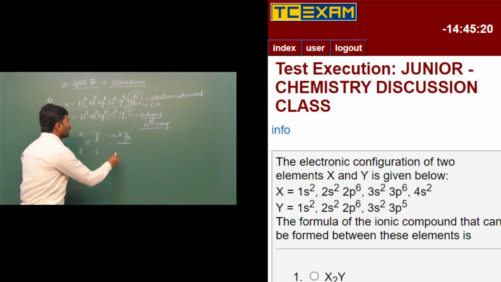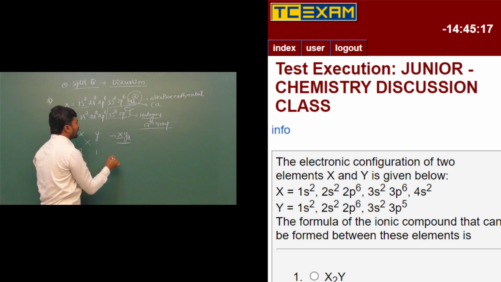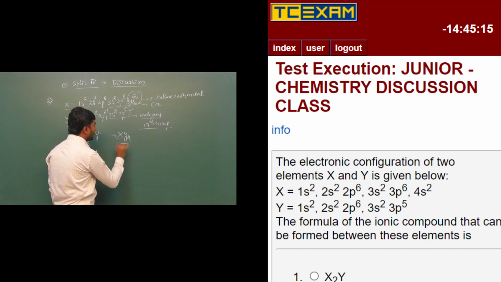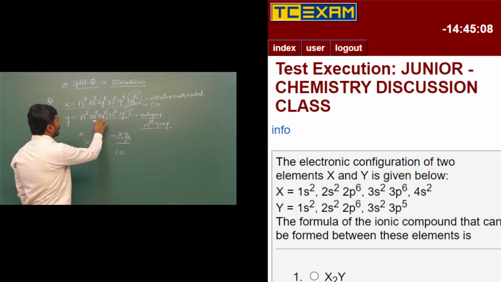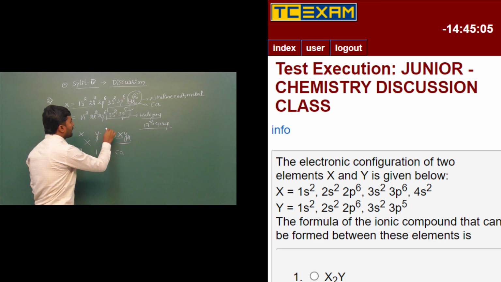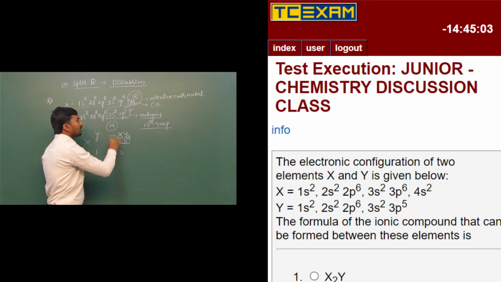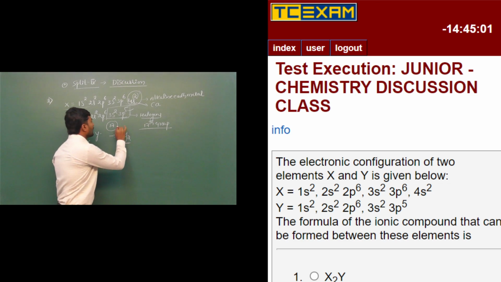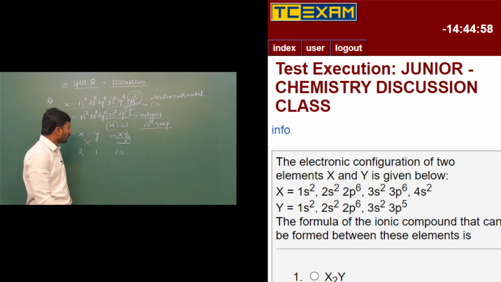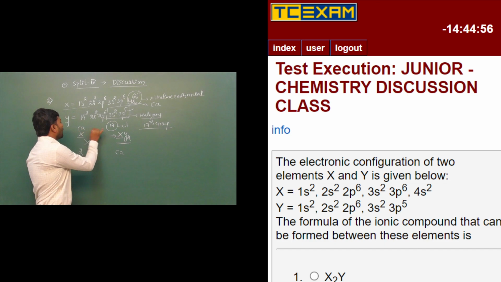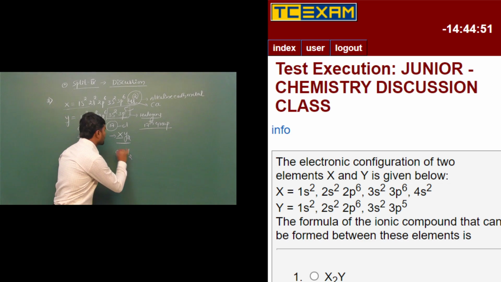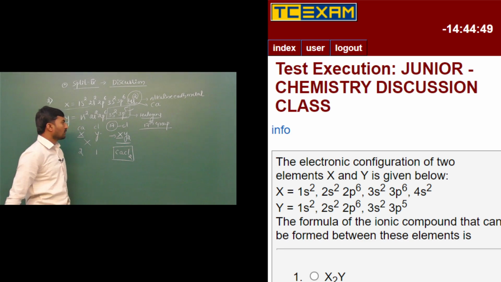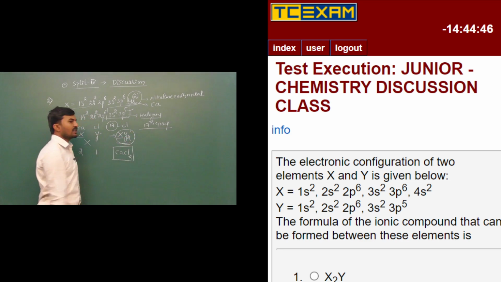Here we know that the element X is calcium, followed by the element which has this configuration. That means how many electrons is it having? 2, 10 plus 7, 17. The element with atomic number 17 is chlorine. So the element X is calcium while the element Y is Cl. So the formula of the compound is CaCl2, but they have asked the question only in this form.